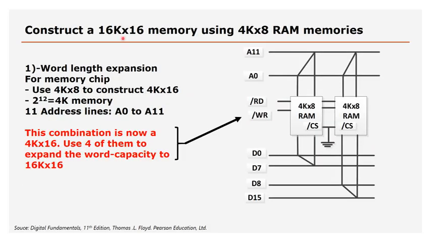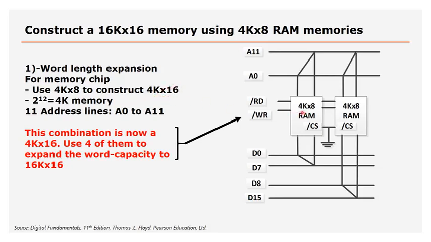Okay, so the question is use 4K by 8 RAM memories and construct a 16K by 16. So as I've said, the first step is a word length expansion. So we're going to use this 4K by 8, and we're going to make a 4K by 16. We're going to construct a 4K by 16. Now we've done the process already.